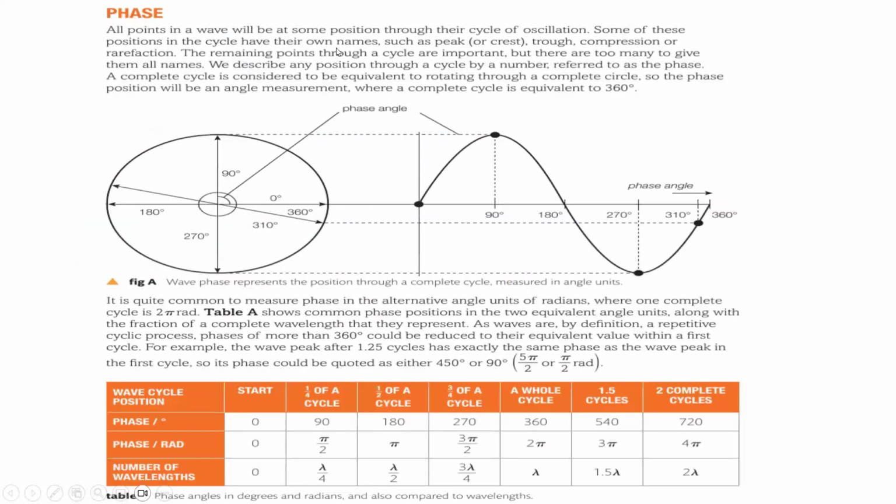Now this is important, the phase of the wave. We make a relation between a circular motion and the wave motion, and the angles, which we represent in radian, we call a phase. It can be represented in degrees, but we usually represent it in radian.